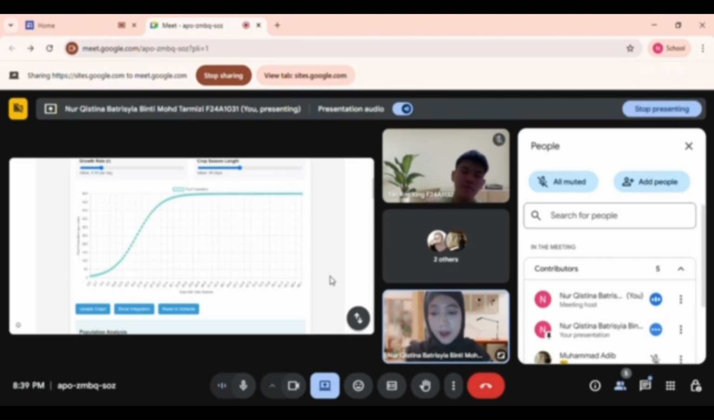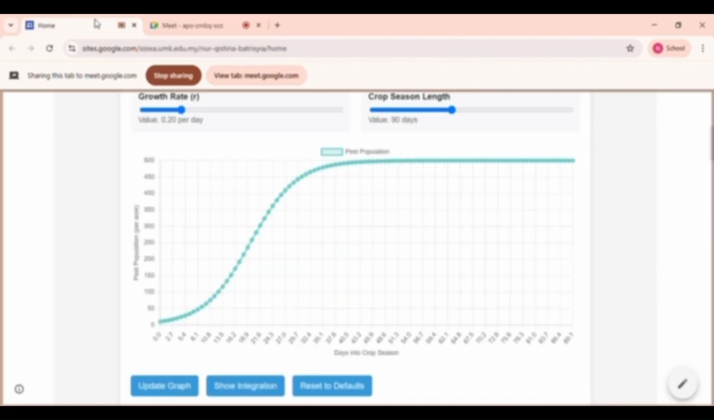We are going to present about using integration to estimate total pest population growth during the crop season using our Google site. Okay, let's start from part 1. This is the first component, which is animation. I used deepseek.com to form this simulation, so let me show you.